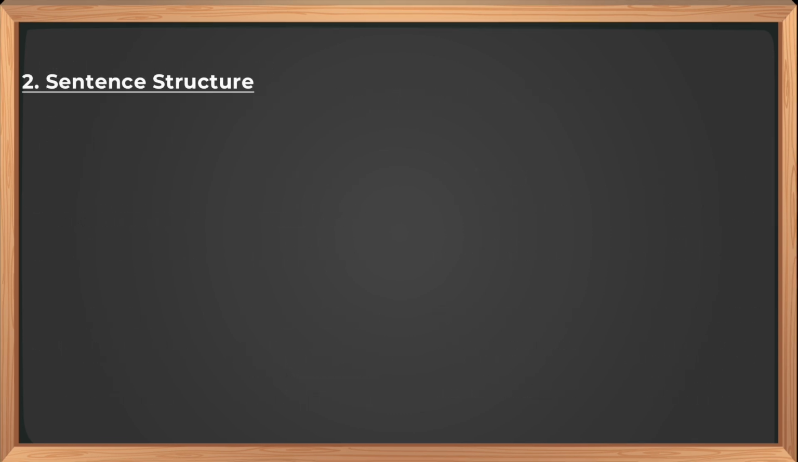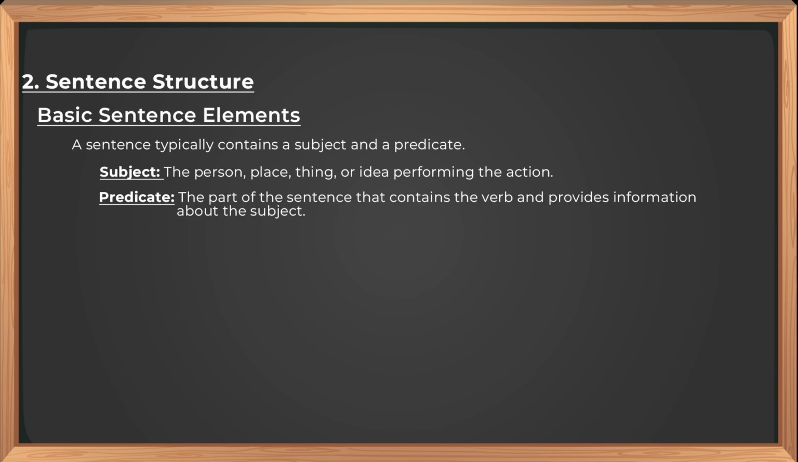2. Sentence structure. Basic sentence elements. A sentence typically contains a subject and a predicate. Subject: the person, place, thing, or idea performing the action. Predicate: the part of the sentence that contains the verb and provides information about the subject.